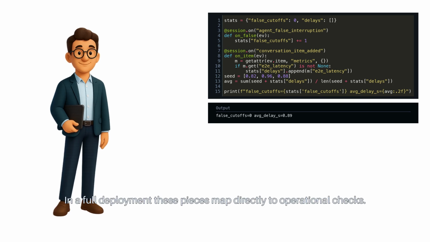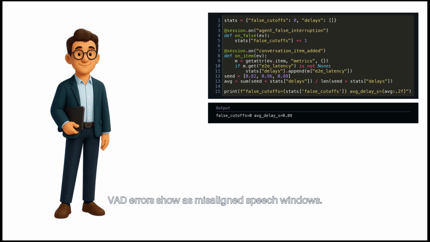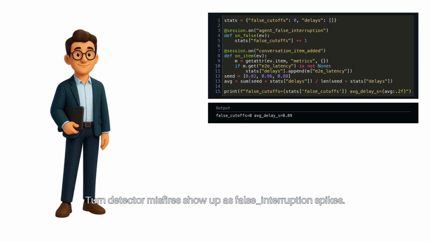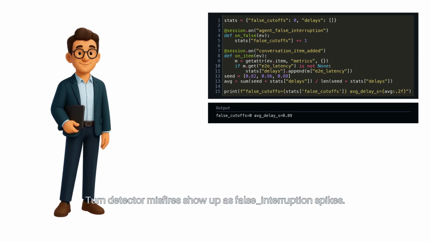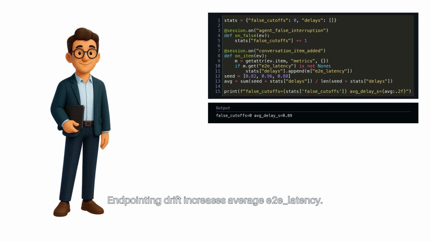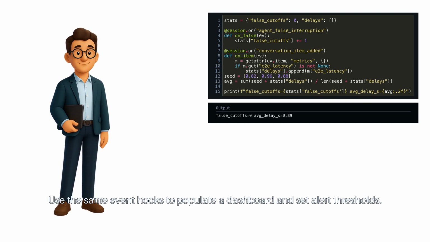In a full deployment, these pieces map directly to operational checks. VAD errors show as misaligned speech windows. Turn detector misfires show up as false interruption spikes. Endpointing drift increases average end-to-end latency. Use the same event hooks to populate a dashboard and set alert thresholds.